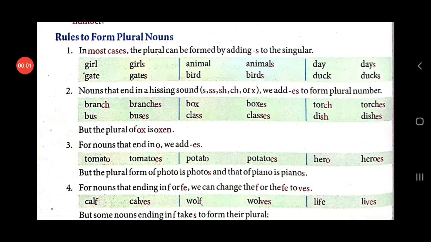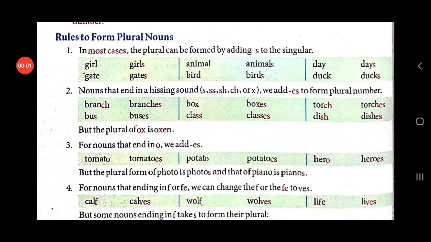Now, in the first point, they are telling that in most cases, the plural can be formed by adding s to the singular. Mostly, words will be there where you just have to add an s and it will change into plural form. Okay, singular form will change into plural form. See, here it is given. Examples are given in the box. Girl, girls. Gate, gates. Animal, animals. Bird, birds. Day, days. Duck, ducks. They just have added an s to it and it becomes plural.